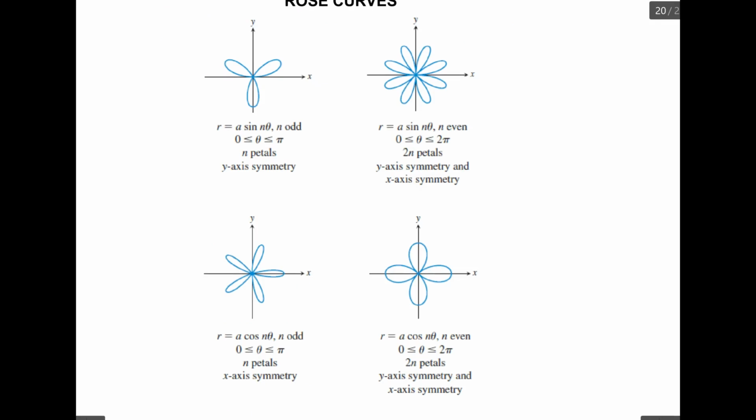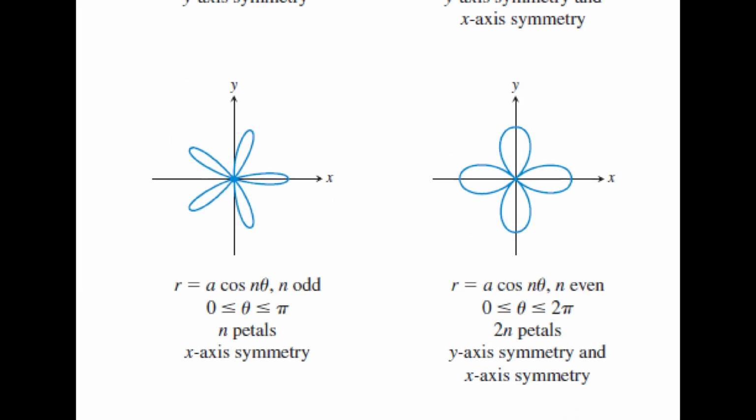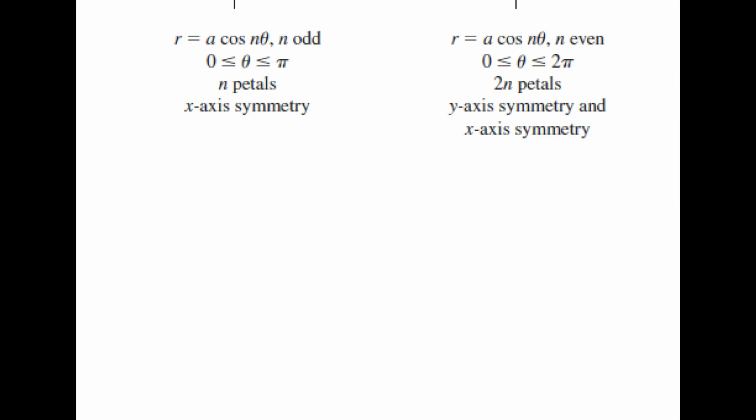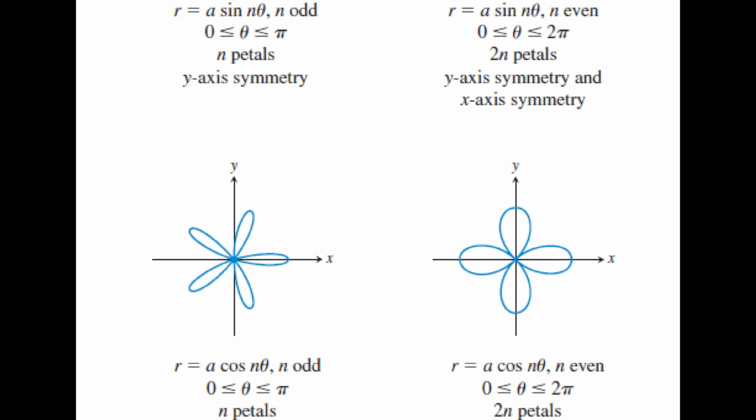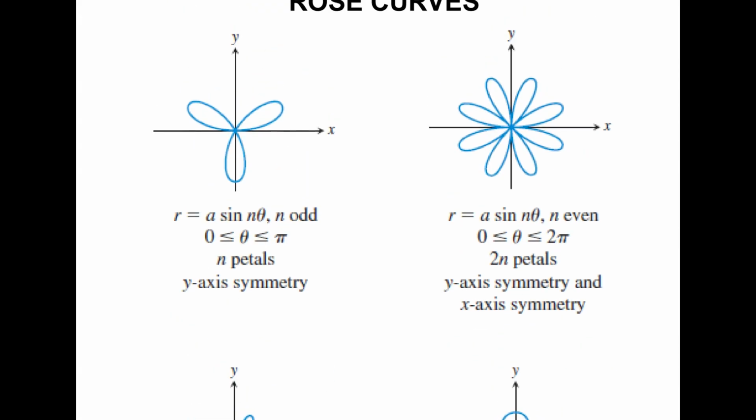Circles, rose curves. Yay, look at these roses. They look like flowers. There's not really anything I need to tell you about this. An example of this one is R equals 2 sine of 3 theta. Because if this was R equals 2 sine of theta, it'd be a circle. But since we have 3 petals, it would be 3 theta.